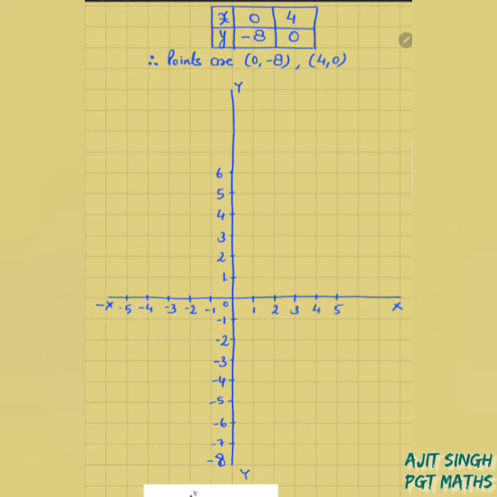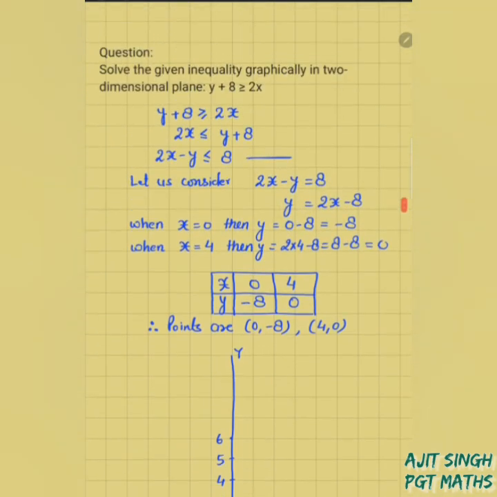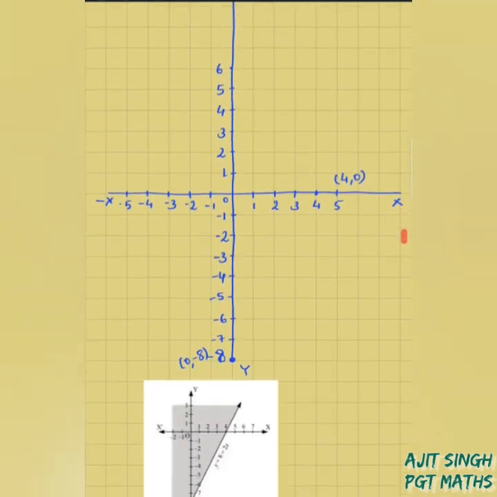Now the first point is 0 comma minus 8. This is the point 0 comma minus 8, and the second point is 4 comma 0. This is 4 comma 0. Because the inequality is y plus 8 greater than or equal to 2x, with the sign of greater than or equal to, we will draw a bold line. Join minus 8 and 4, minus 8 on the y-axis and 4 on the x-axis, with the bold line.